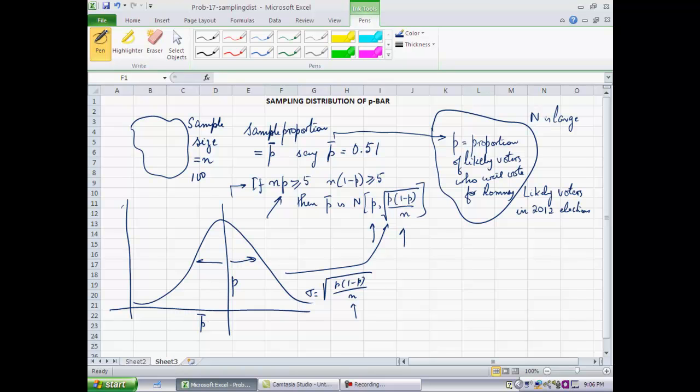And what the central limit theorem tells us is if the sample size is large, if n is greater than or equal to 30, then the sample mean is normally distributed with the mean and the standard deviation that we mentioned in the previous worksheet. And if these two conditions are met, n times p greater than or equal to 5 and n times 1 minus p greater than or equal to 5, then the sample proportion is normally distributed with the mean equal to p and the standard deviation equal to the square root of p times 1 minus p divided by n.